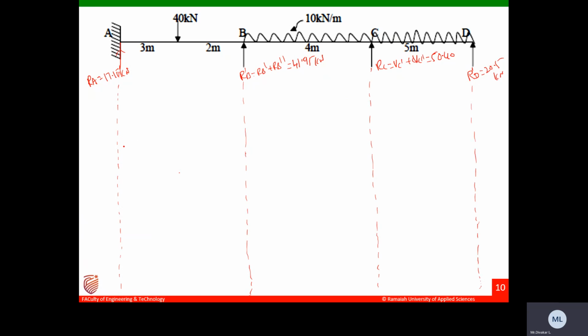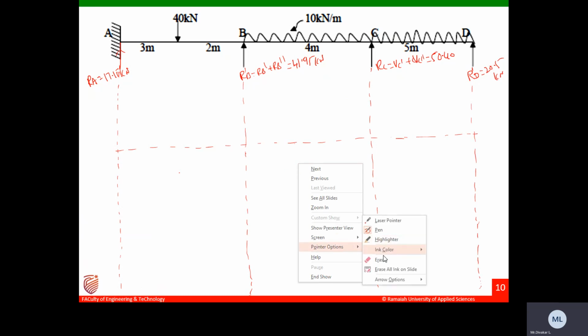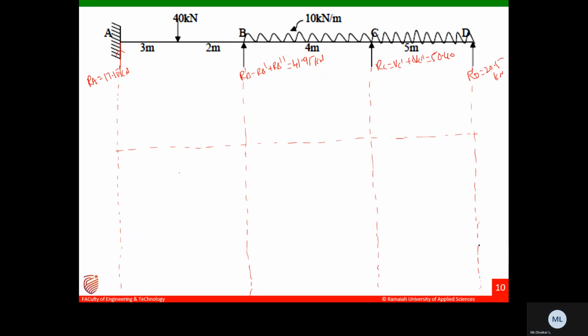Let us show the SFD and BMD for this. Let us consider this is the datum line. A datum line means the zero line. From that datum line, whatever you draw, upward is taken as positive and downward is taken as negative.